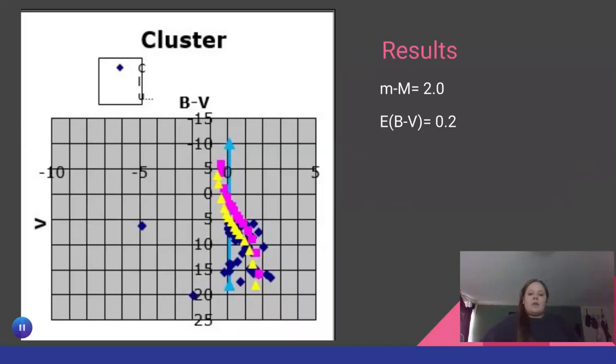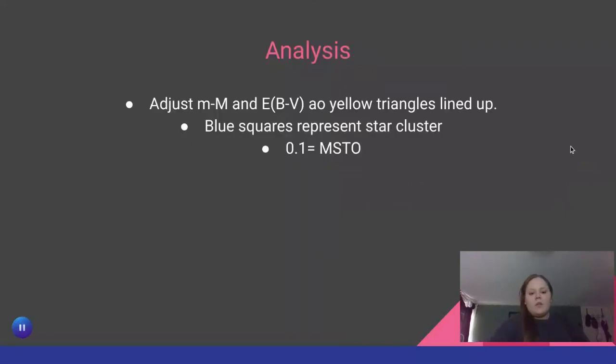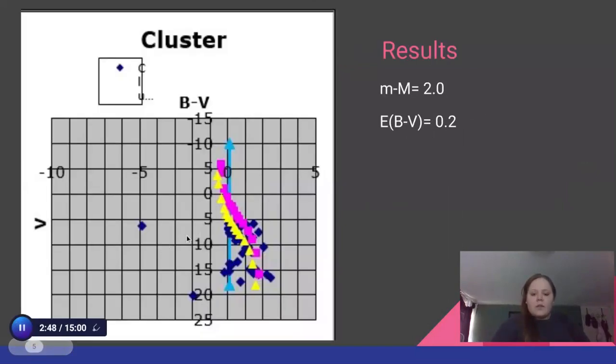All right, so now we're looking at our cluster. So our results: M minus M equals 2.0, and E(B minus V) equals 0.2. So we're going to take a look at this and go back to the graph. We adjusted the M minus M and E(B minus V), which is the yellow triangles, to line up, and the blue squares represent the star cluster. So then it gives us the 0.1 for our MSTO. So if we look at that, there's our blue squares, and then our yellow triangles is like a center line, the medium line.